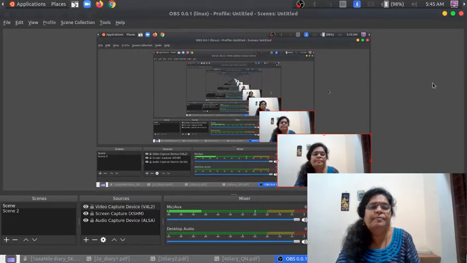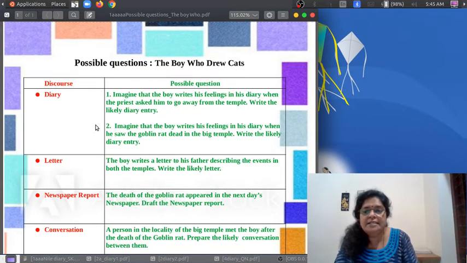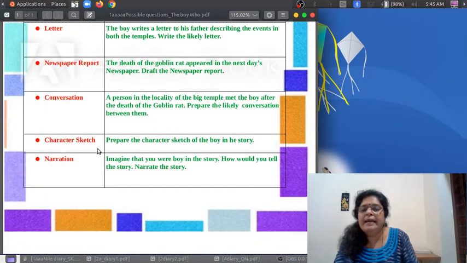Okay, let's go back to our lesson. In the last class, we discussed the possible questions from the lesson, The Boy Who Drew Cats. Do you remember? I will show you those questions once more. Yes, these are the possible questions: diary, letter, newspaper report, conversation, character sketch, and narration.